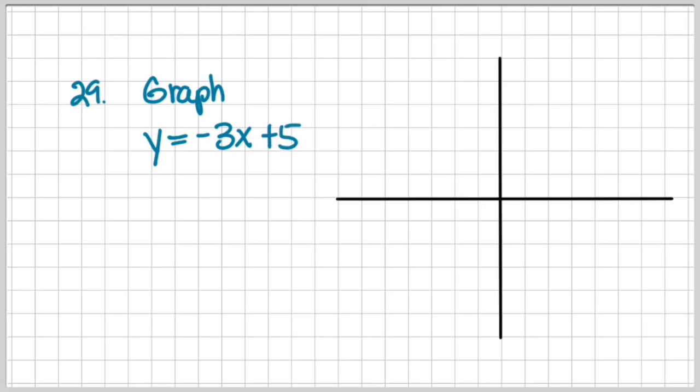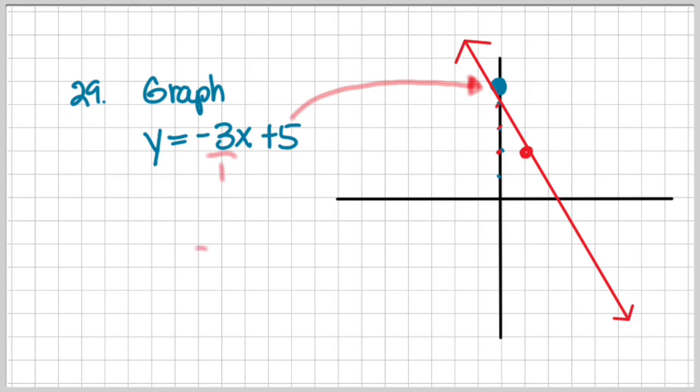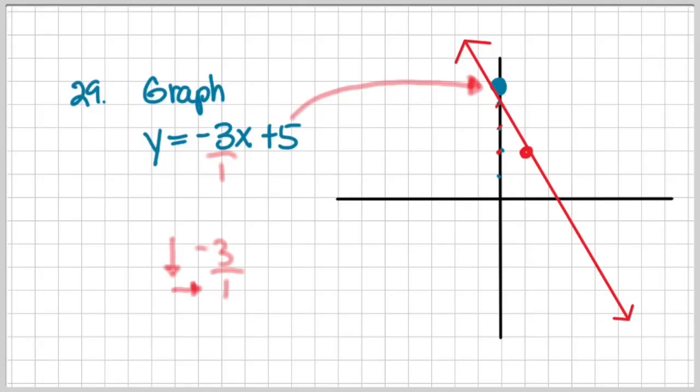And next, I forgot to put in question number 29, where we graph this equation. So I'm going to use y equals mx plus b, so my y-intercept is 5. So I put that first, and my slope is negative 3, or down 3 over 1. Once again, that means that my 5 is right there, and my slope is negative 3 over 1, meaning I go down 3 and over 1 from that point. And then I, of course, connect the dots.